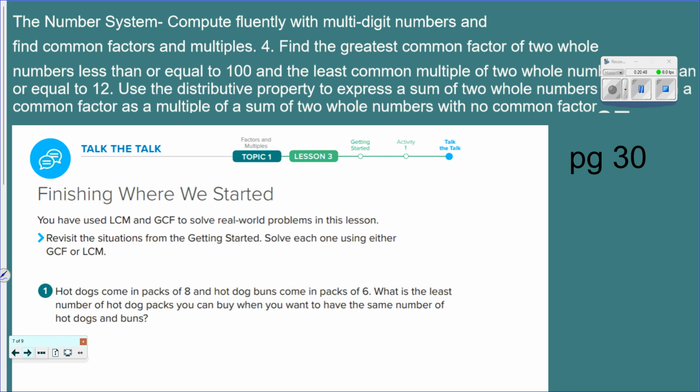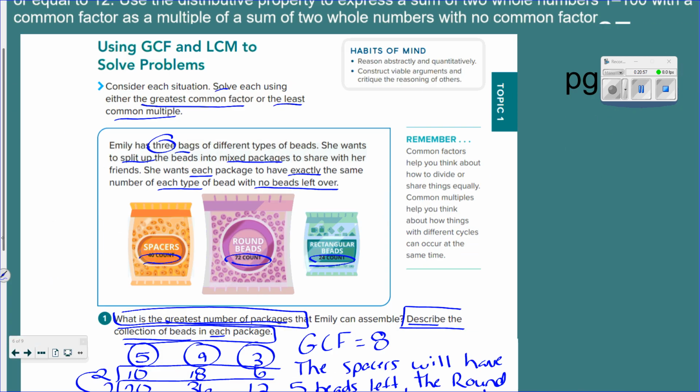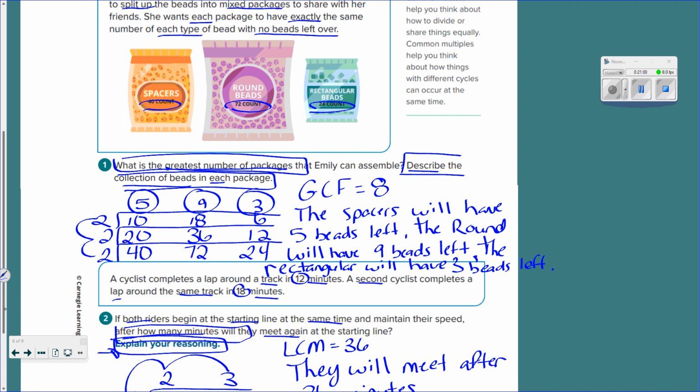Okay. A question came in on this last problem here, guys. In our directions, it said there were no beads left over, right? So all we're saying is, slight misinterpretation. This describes the collection of beads in each package. So it's not what's left, this is how much is in each package. So there are 5 spacers, 9 round beads, and 3 rectangular beads in each package. There's not much left. This is how many of each of those is in each package. Make sense? Okay.